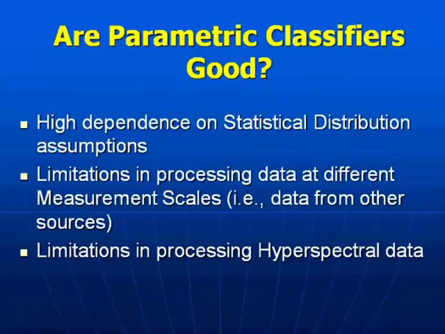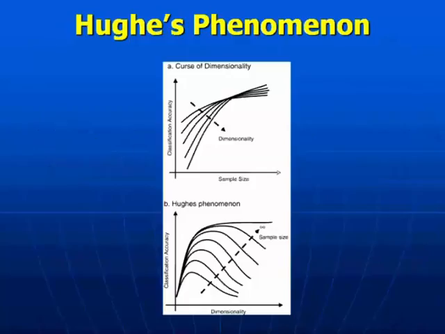So are parametric classifiers good? I have some reservations. For example, these depend highly on the statistical distribution assumption, which may not be met by the training data because of want of a sufficient number of training pixels. Similarly, these have limitations in processing data at different measurement scales, and also obviously have limitations in processing hyperspectral data.